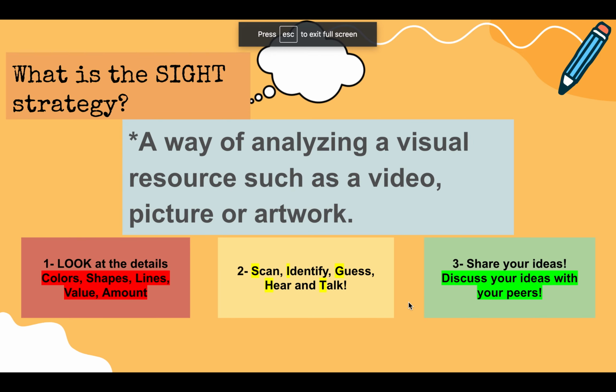Now, the SITE strategy is a great way to look at a picture and become better picture detectives. When we use the SITE strategy, we want to look at all the details, colors, shapes, lines, amount, people. Then we want to scan, identify, guess, hear, and talk. And finally, we want to discuss our ideas with our peers. By discussing our ideas with our peers, we're sharing different perspectives based on the information that we've gathered, and then we can see what other people think compared to our own ideas.